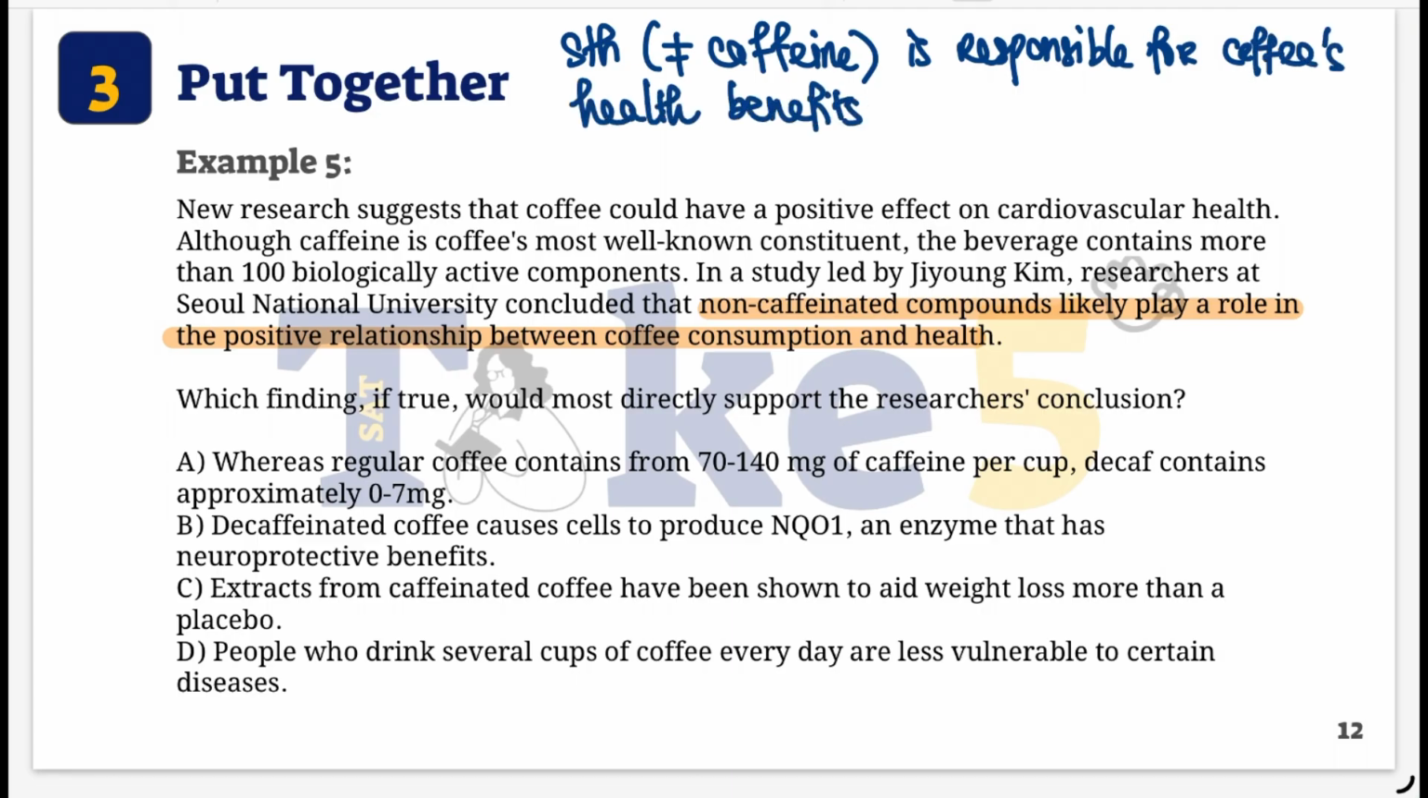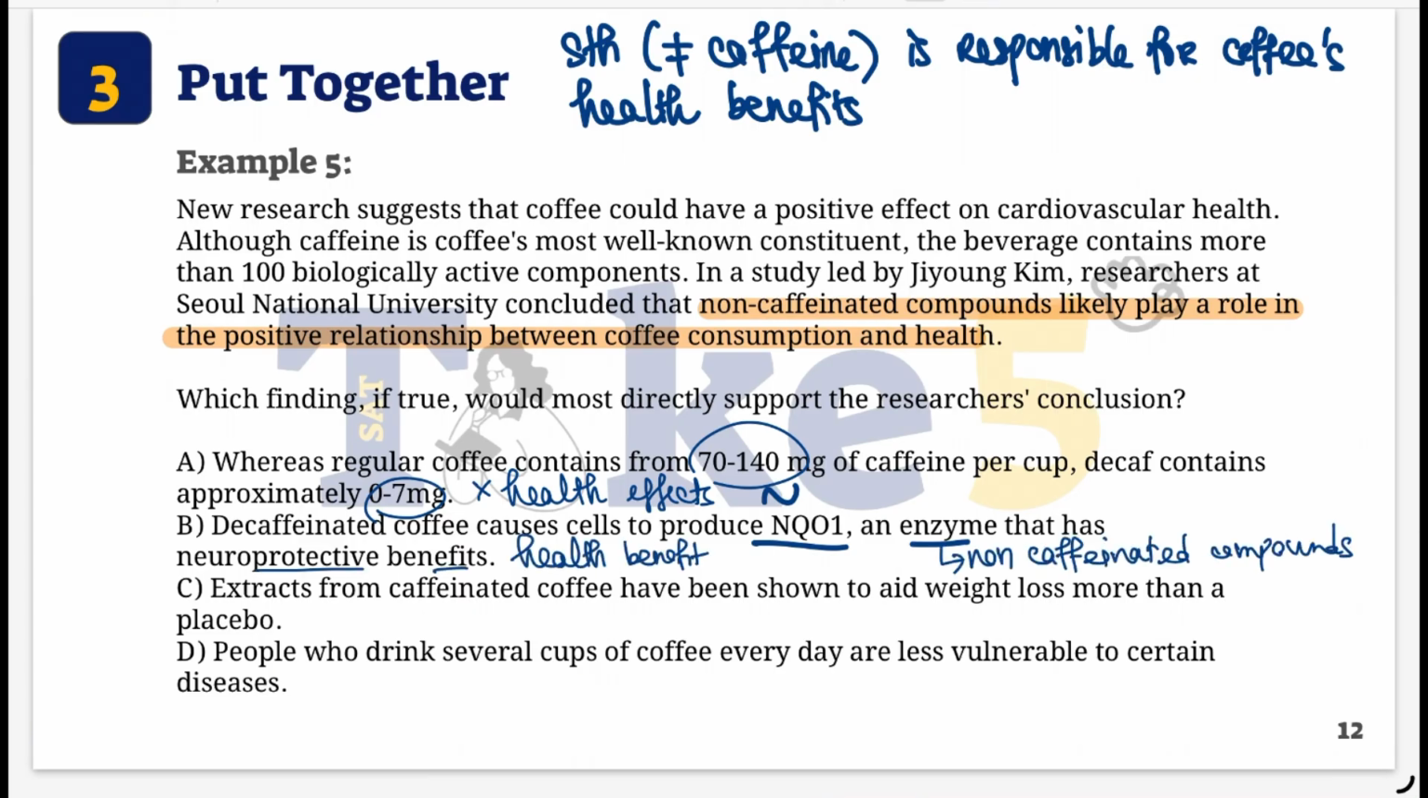A states a factual difference in caffeine levels, so the description of composition with no health effects discussion is unrelated to the finding. B mentions an enzyme, which is not caffeine, that provides health benefits. This is actually a specific example of the general conclusion because it names a specific non-caffeinated compound in decaf coffee and its specific health benefits, in this case, neuroprotective benefits. So put two positive signs here.